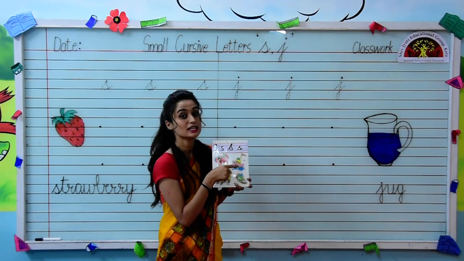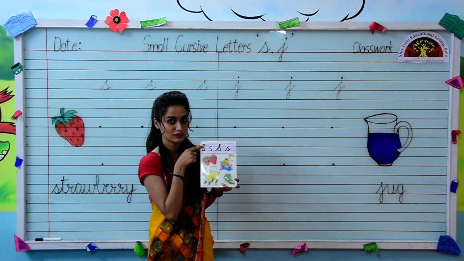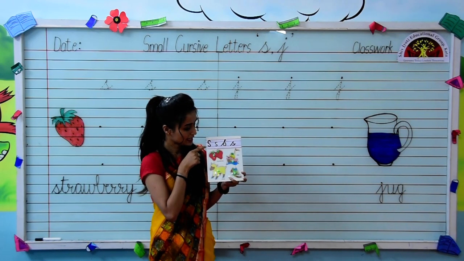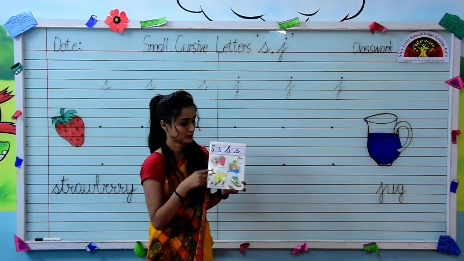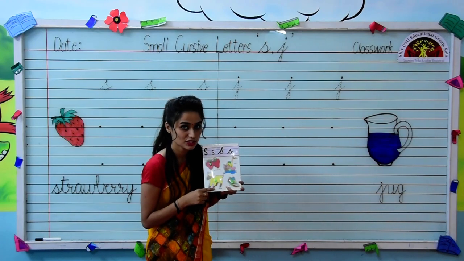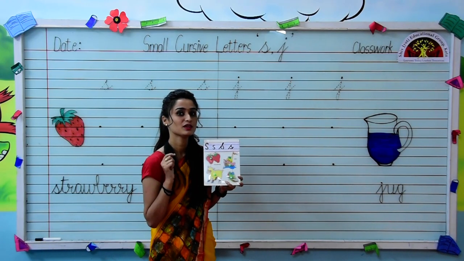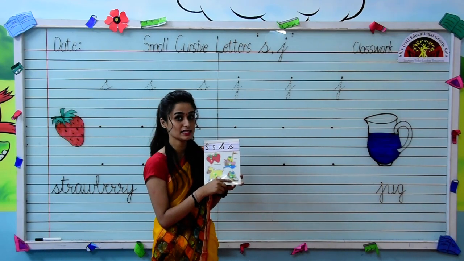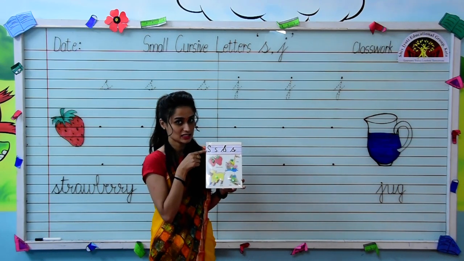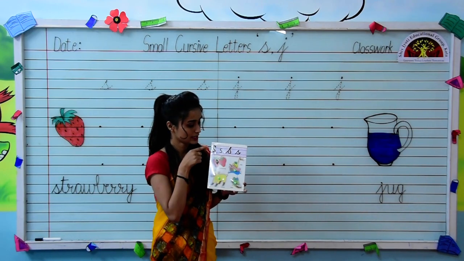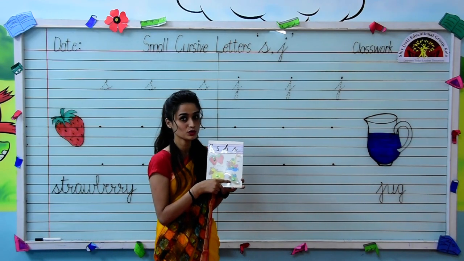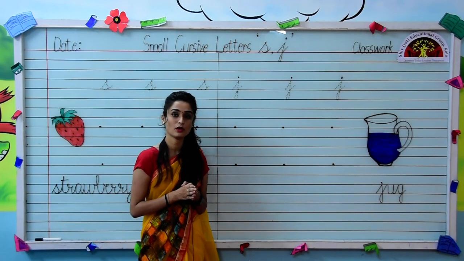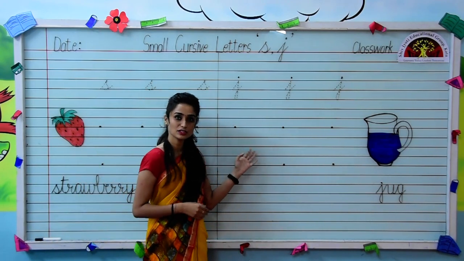Come on the next one. S for ship. Now the next one is S for sheep. Sheep gives us wool. The next one is shoe. S for shoe. So kids, these are few vocabularies you can use for letter S and J.